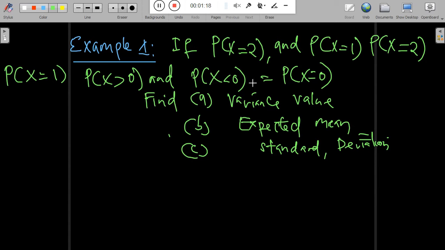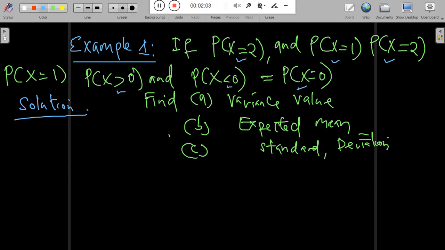if the probability of x is greater than 0, and the probability of x less than 0 is equal to the probability of x equal to 0. We are required to find the variance, the expected mean, and the standard deviation.